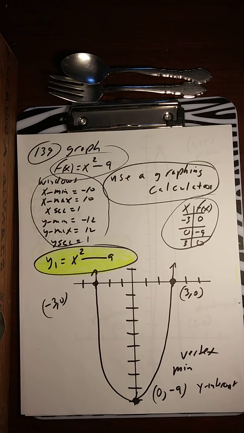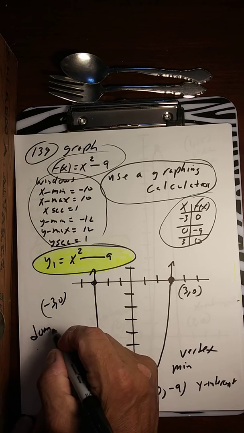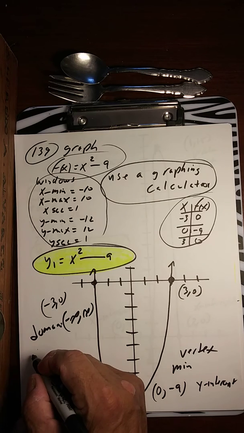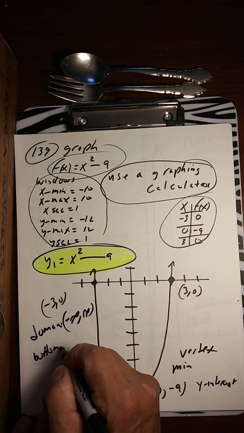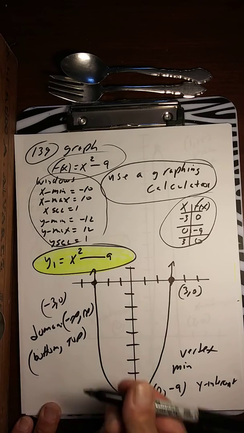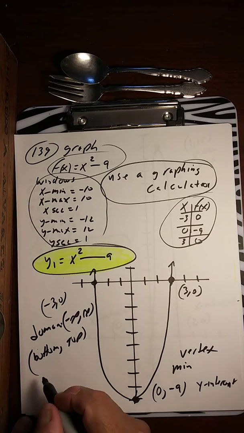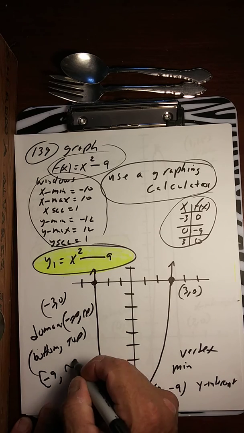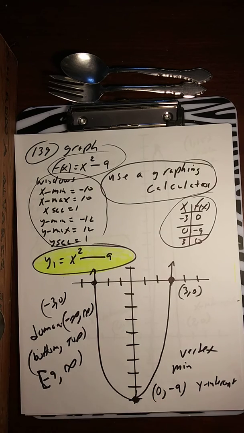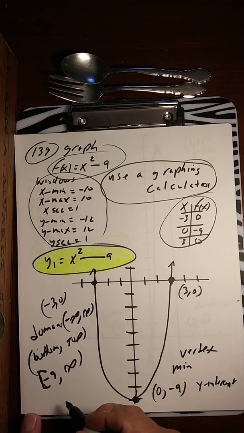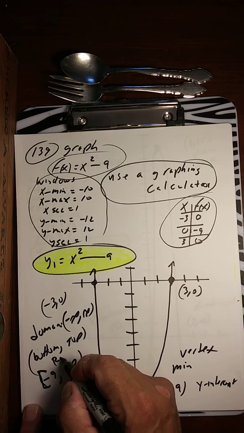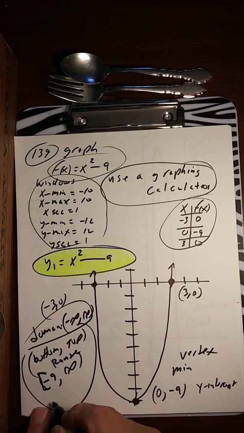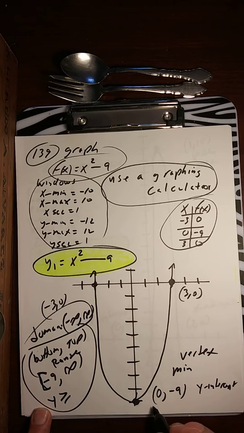Alright. Another question. What is the domain of this thing? So the domain is minus infinity to infinity, and the range again is the bottom to the top of the graph. So the bottom of the graph goes to 0, -9. So the bottom is -9, and it keeps going up where? To infinity. Or another way to write it for range is y is bigger than or equal to what? -9.